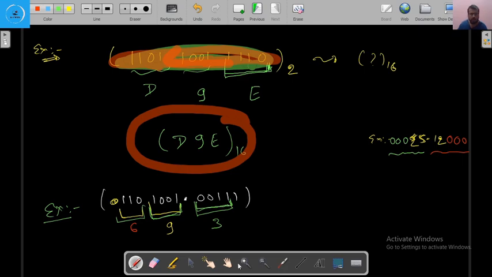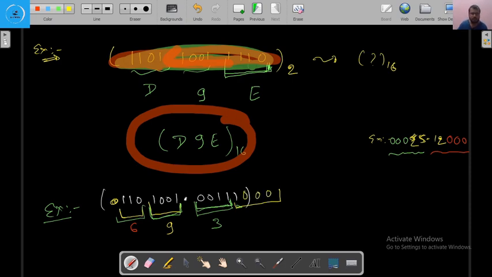And here, the last group, we cannot make a group of 4 digits because the 4 binary digits are not given here. So what we are going to do is add 0s here, and then we get 2 to the power 3 plus 0 into 2 to the power 2 plus 0 into 2 to the power 1 plus 0 into 2 to the power 0, which gives 8. If we convert this into hexadecimal, we get 69.38 in hexadecimal.